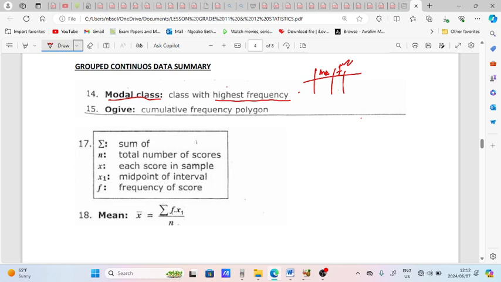Then now the ogive is called a cumulative frequency polygon. This is a graph with an S shape like this again. So we're going to draw that. It is a procedure to draw this graph.